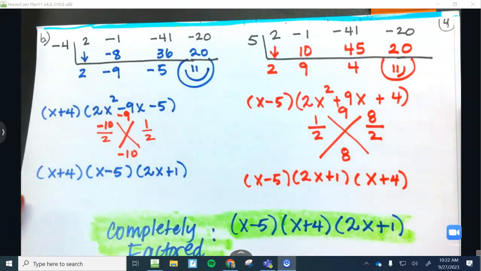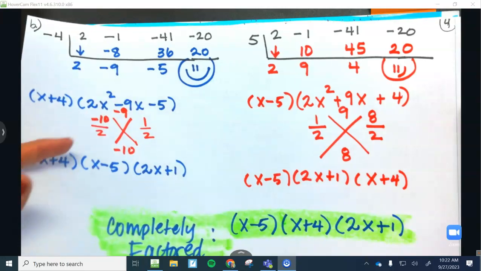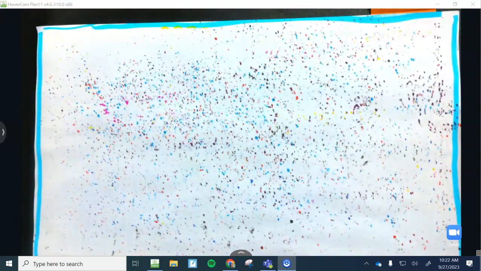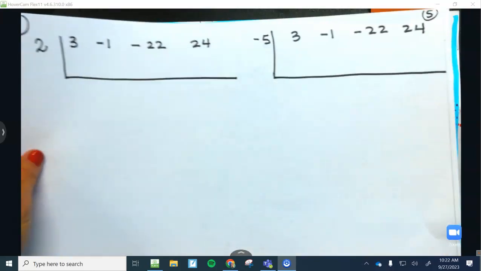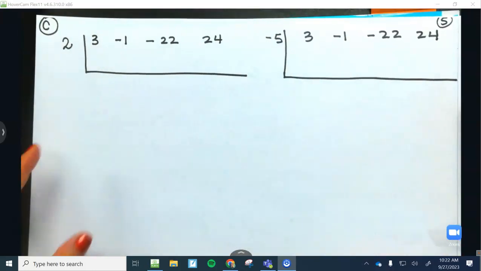Let's keep going. Let's look at C. I already have it set up. So you do it before me.